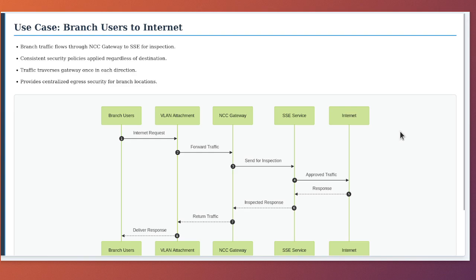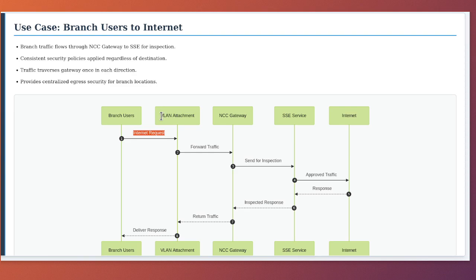Use case: branch users to Internet. Let me explain the traffic flow diagram for the branch users to Internet use case, which is one of the primary scenarios NCC Gateway addresses. The branch users represent employees or systems at your on-premises branch office location. These users need to access Internet resources securely, and you want to apply consistent security policies to their traffic.